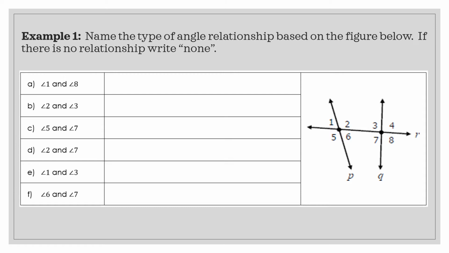So angle 1 and angle 8. Angle 1 and angle 8 are right here. They are on the outside, the exterior of P and Q, and they are on opposite sides of the transversal, so these are alternate exterior angles. I'm just going to use the angle symbol with an S.